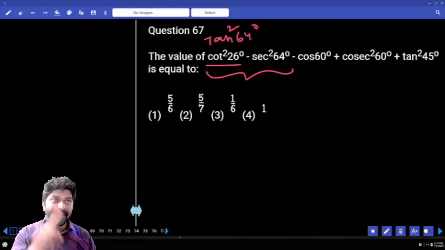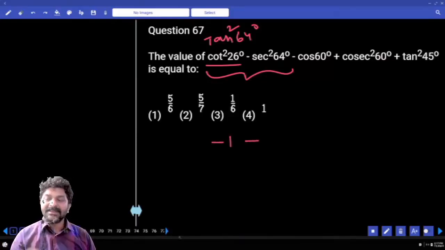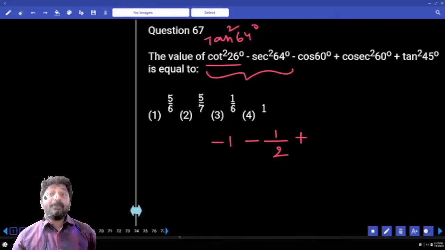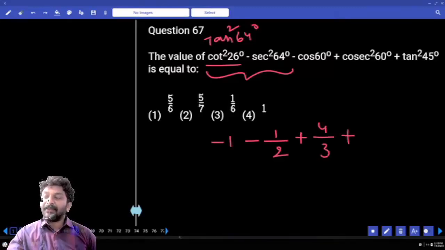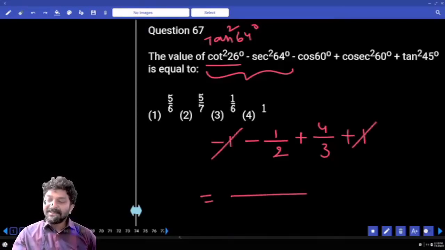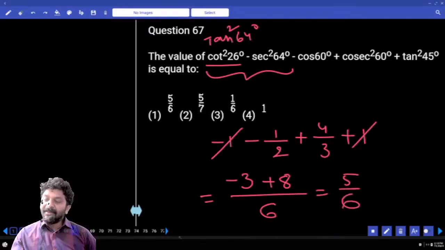But after taking negative common, it becomes minus 1 minus cos 60, which is 1 by 2, plus cosecant square 60, which is 2 by root 3 squared, that is 4 by 3, plus tan square 45, which is 1. Minus 1 plus 1 gets cancelled. LCM is equal to 6: minus 3 plus 8. Answer 5 by 6, first option.